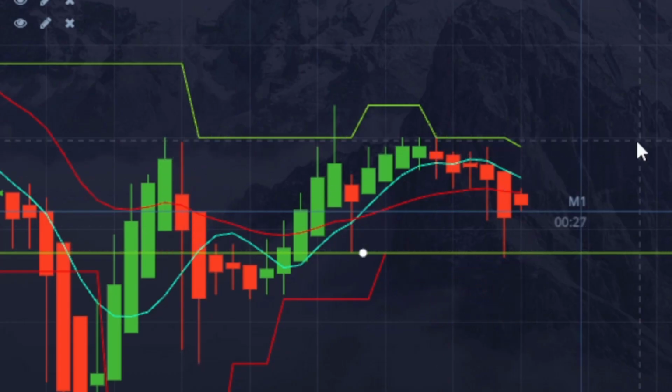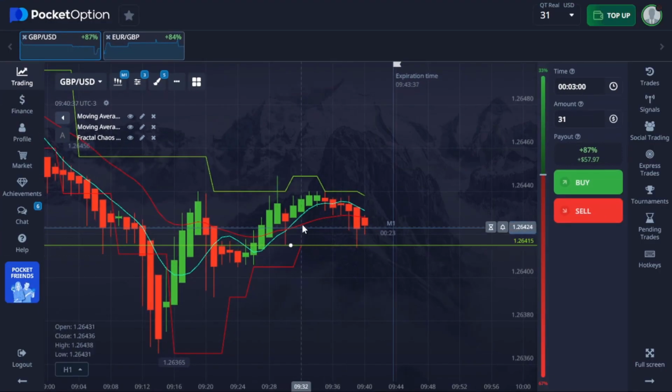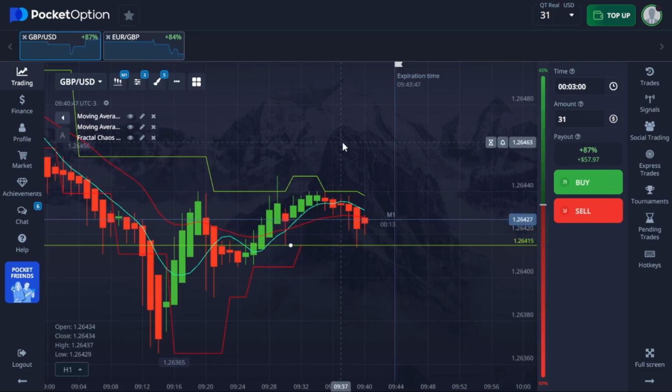After waiting a few minutes, we have a quotation right here. Alright, let's make this entry together, guys. But as I said, pay attention to the positions.